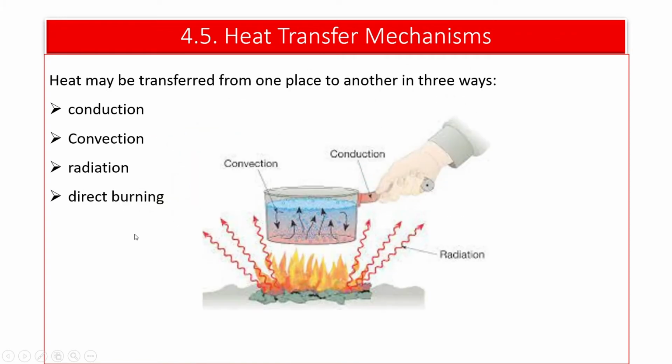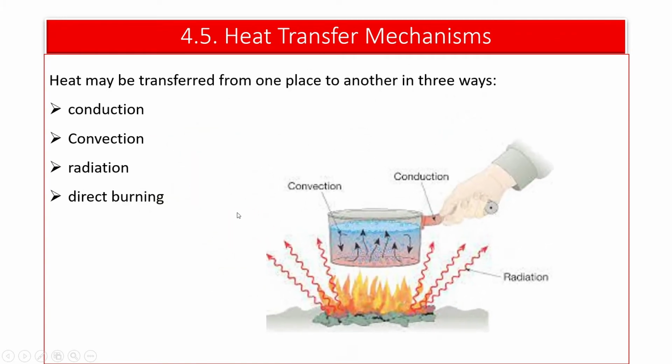Now let's see each one by one. So in this diagram you'll get three of them, including the direct burning. The first one is conduction. There is the source of heat here, the burning of certain wood maybe or charcoal, so you get heat. The heat can be transferred through this conductor. So this is conduction.